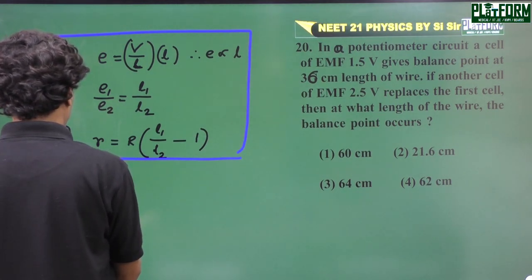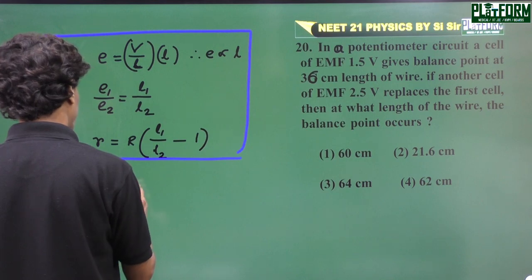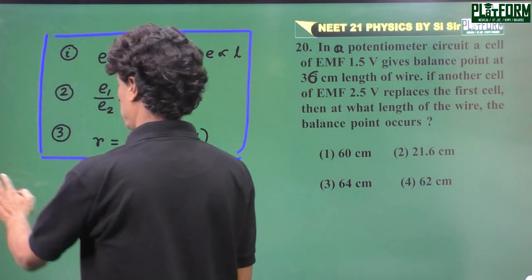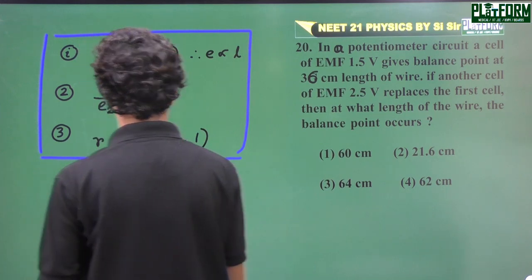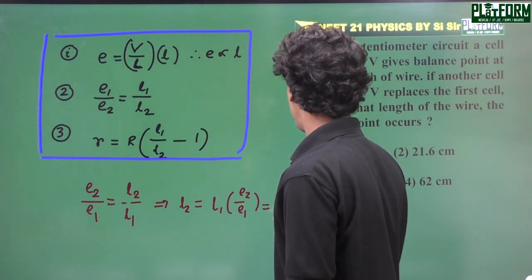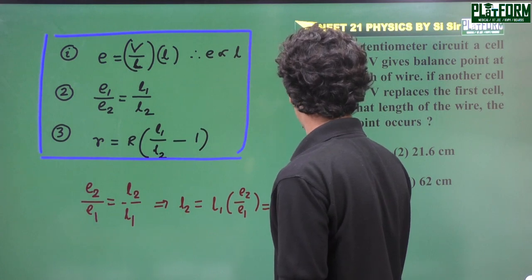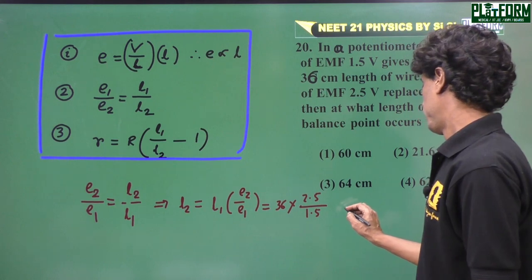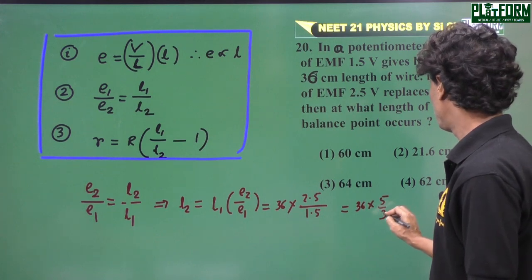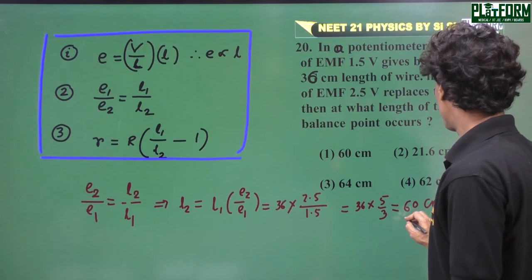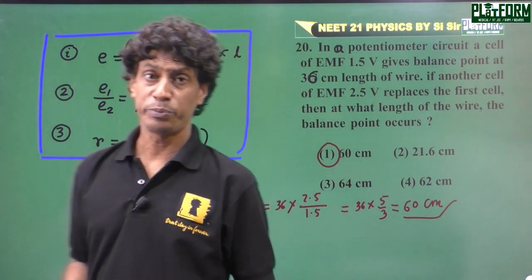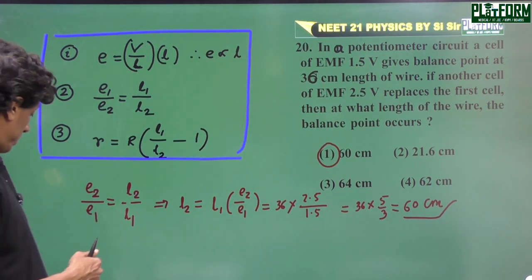We have to find out the null point length. We can write L2 by L1 equals E2 by E1, so L2 is equal to L1 E2 by E1. L1 is 36, given in the problem, and it is 2.5 by 1.5. So 36 into 5 by 3 is 60 centimeter. Right option matches with 1. So this is a problem based on the potentiometer, an instrument of current electricity.